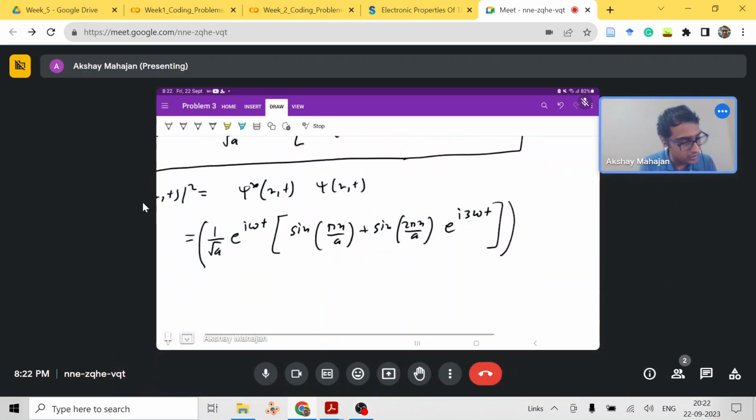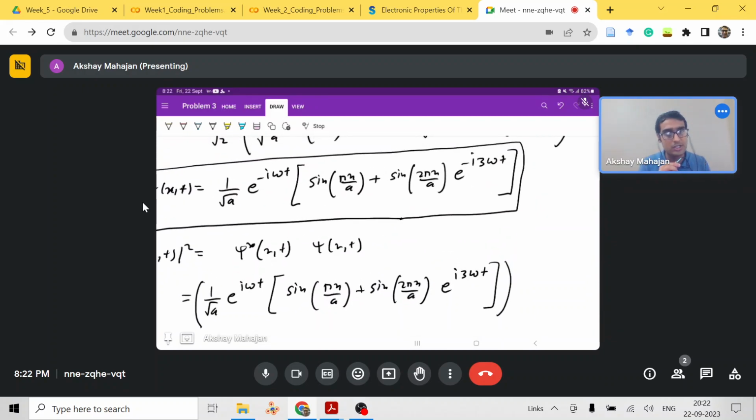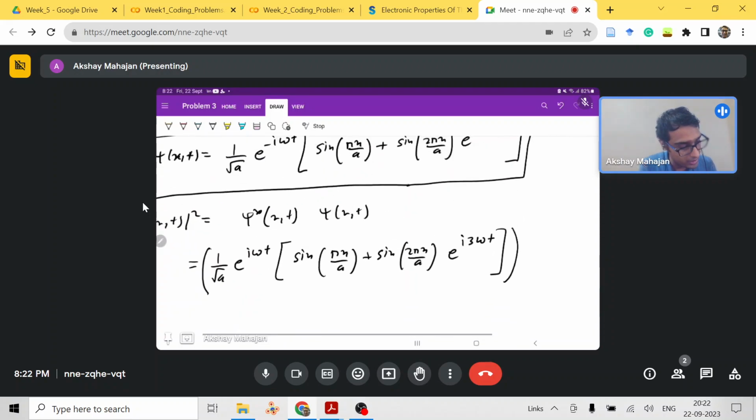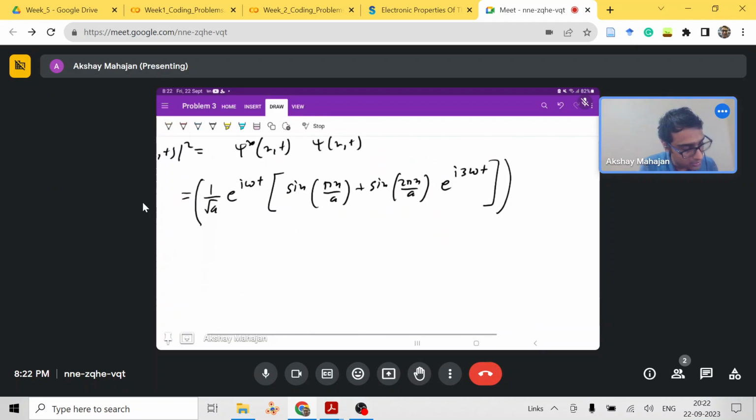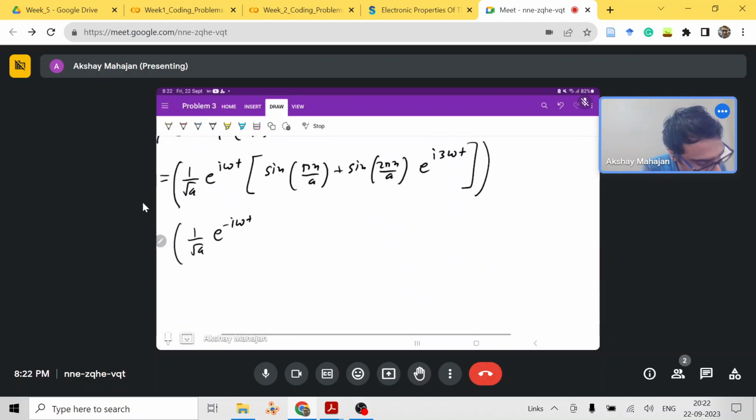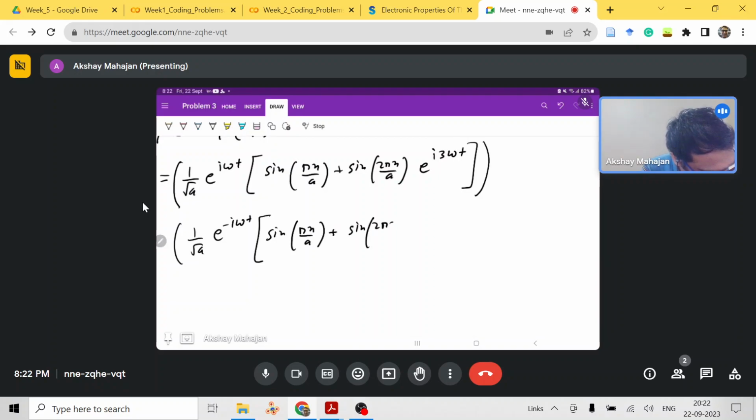So this is our ψ*(x,t). So for the complex conjugate, you just replace all the iota terms. If you take the whole complex conjugate, all the iota terms will change their sign, so minus will become plus, and again we have the same thing, e to the power minus iota ωt, which is ψ(x,t) what we have formed, [sin(πx/a) + sin(2πx/a) e to the minus iota 3ωt].